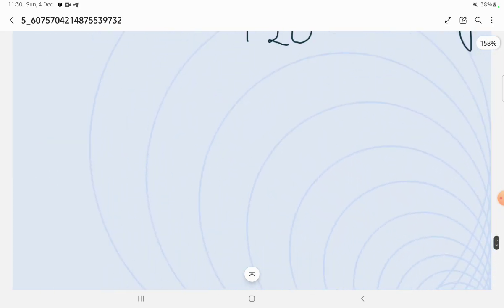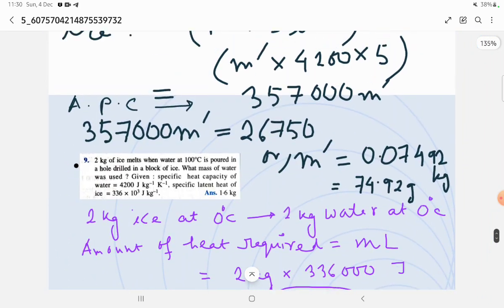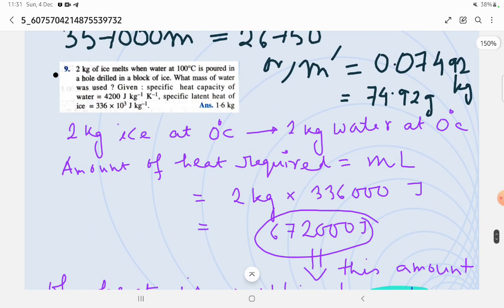Next, this one is very important. 2 kg of ice melts when water at 100 degrees centigrade is poured in a hole drilled in a block of ice. So block of ice, its temperature is say 0 degrees centigrade. Now I have drilled a hole in that block of ice, and there I have poured water at 100 degrees centigrade. So what mass of water was used to melt 2 kg of ice?